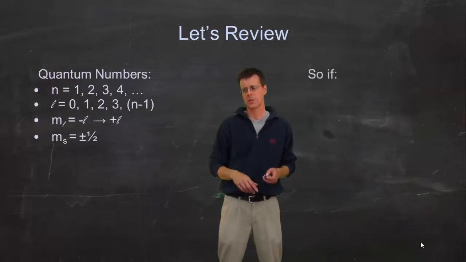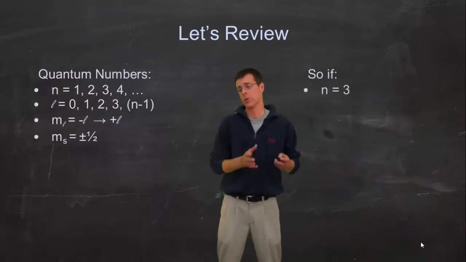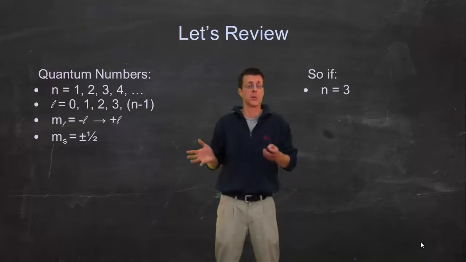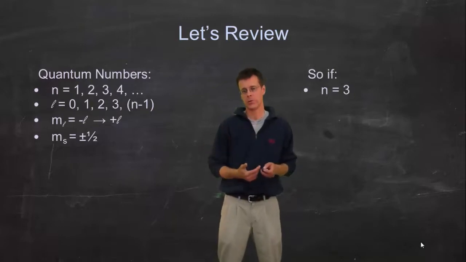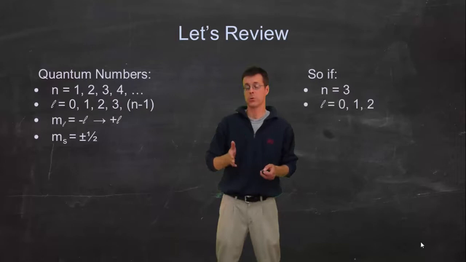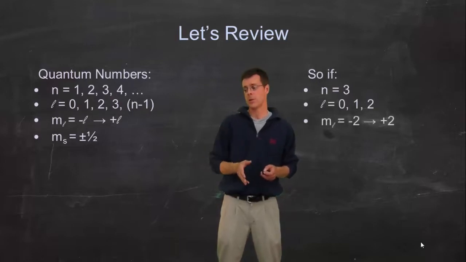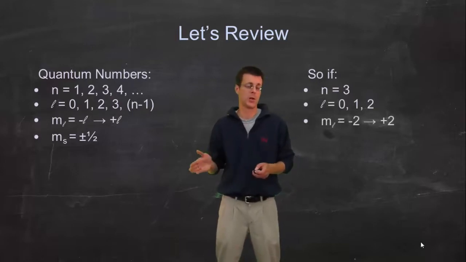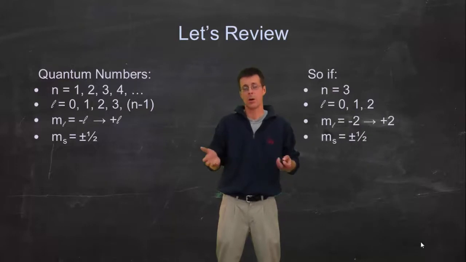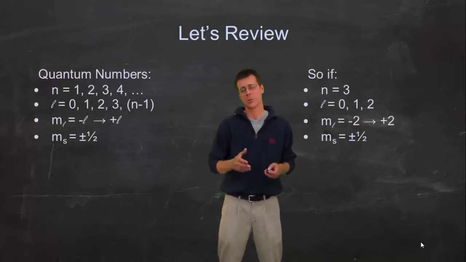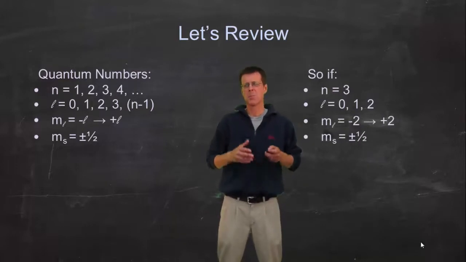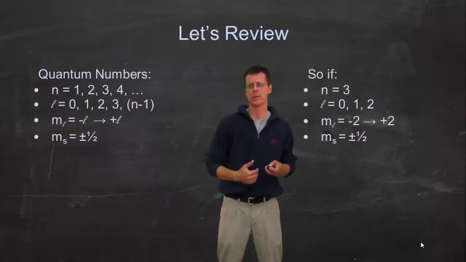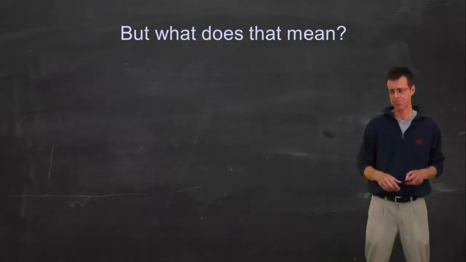So let's take a specific example. If n were equal to 3, so possible quantum numbers for an electron in the third energy level, big long question, we would say n equals 3. L can be 0, 1, or 2, and then M sub L can be anything from -2 up to +2, and of course spin, always the same, can either be plus 1/2 or minus 1/2. But what does that mean, and how do we turn that into information on bonding?